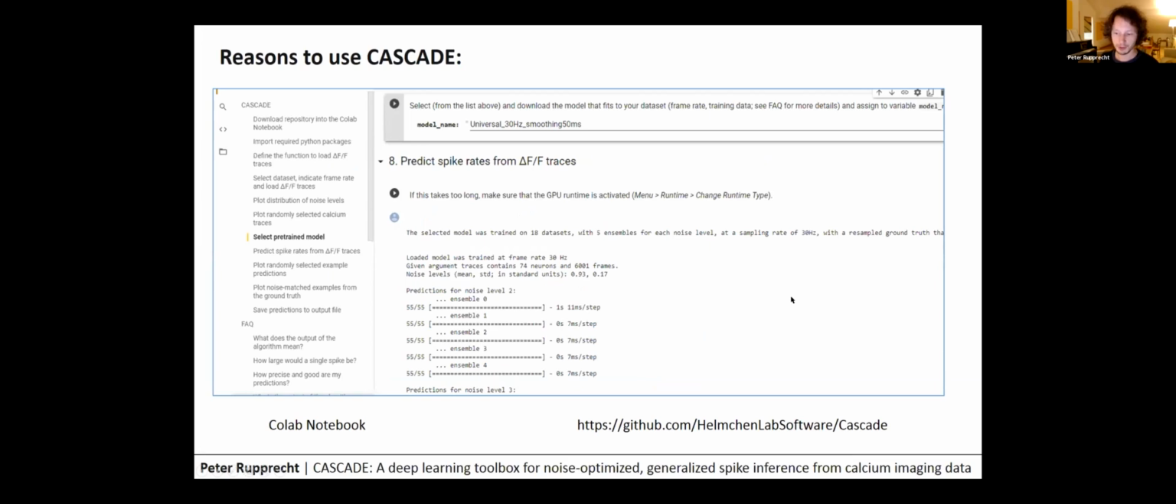Yet another reason why you should give it a try to use CASCADE, which is the name of the algorithm, is basically that you don't have to tune parameters and you don't have to install it. So basically you can just click on the link in a GitHub repository and you will be able to open a Colab notebook and just let it run by clicking on the play buttons here and there. And so it's quite easy to use, I would say.